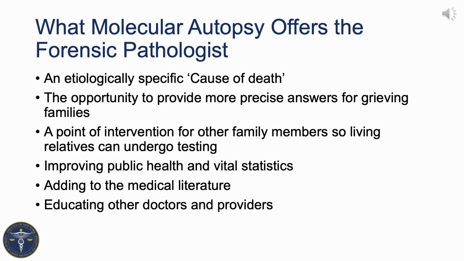Performing a molecular autopsy offers a number of advantages for the forensic pathologist. It can provide an etiologically specific cause of death. It can give us the opportunity to provide more precise answers for the grieving families that we serve. The results from the molecular autopsy can be a point of intervention for other family members so that living relatives can undergo targeted testing. And the molecular autopsy can help us to improve public health and vital statistics, as well as to add to the medical literature and inform other doctors and providers who may see patients that are at risk for sudden and unexpected death.